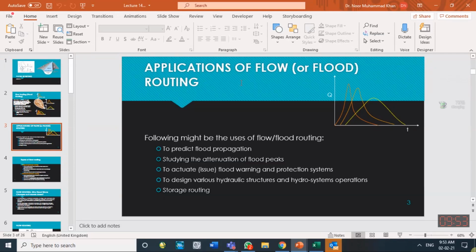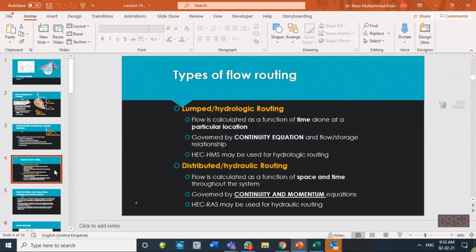So then flood routing needs to be carried out, or flow routing needs to be carried out, either by the lumped method or by the distributed method. HEC-HMS is a software which we use in hydrology that carries out lumped routing. HEC-RAS is a software which we use in hydraulics that carries out distributed routing. So what are the differences between them? We can go through it next time.